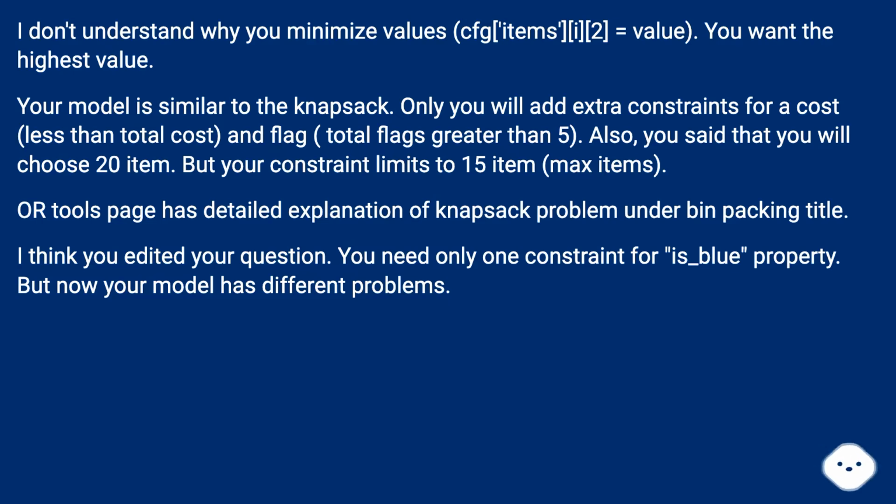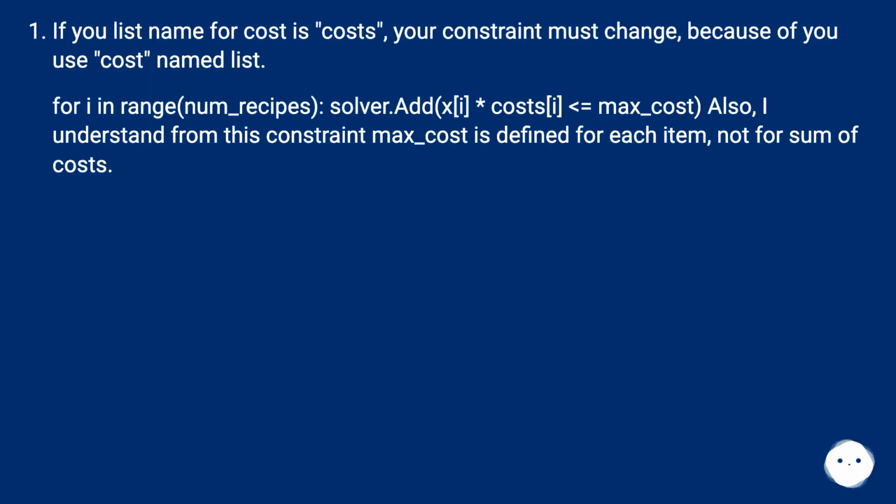I think you edited your question. You need only one constraint for the is_blue property. But now your model has different problems. If your list name for cost is costs, your constraint must change, because of your used cost named list. For I in range, num_recipes. Solver.add x, I, *costs, I, is lower than or equal to max_cost. Also, I understand from this constraint max_cost is defined for each item, not for the sum of costs.